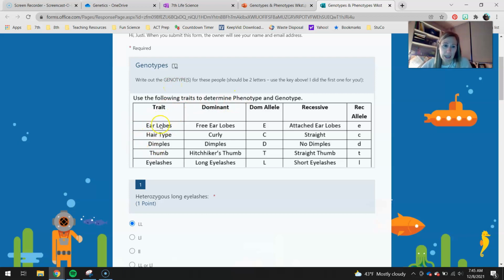So different traits we're looking at is their earlobe shape, hair type, dimples, thumb, and eyelashes. And then you guys can see the different variations. So here are your dominant variations. We can see free earlobes, curly hair, dimples, hitchhiker's thumb, and long eyelashes, okay? You can see the alleles that we're using for those. Capital alleles show our dominant, lowercase letters show our recessive, where we're looking at attached earlobes, straight hair, no dimples, straight thumb, and then short eyelashes.